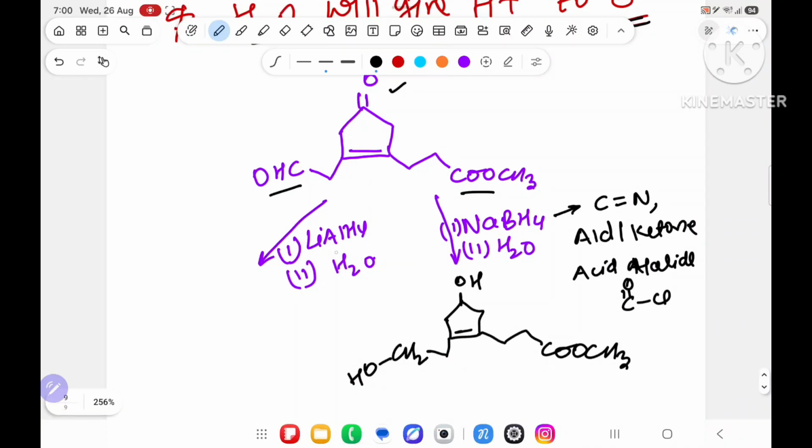But LiAlH4 is a very strong reducing agent. It can reduce aldehyde, ketone, ester, everything. But it will not touch alkene. So alkene will be as it is. It will become OH. Aldehyde will also become OH. And this will become CH2OH. How, sir? How will it become CH2OH? That we will see just after this when I dictate it to you.